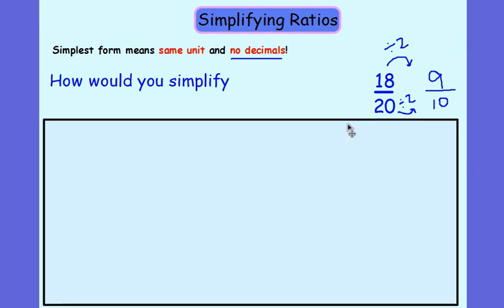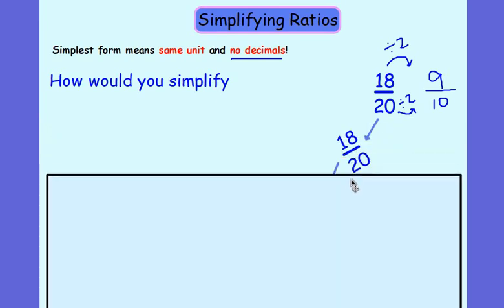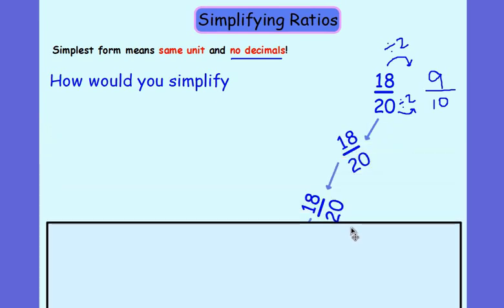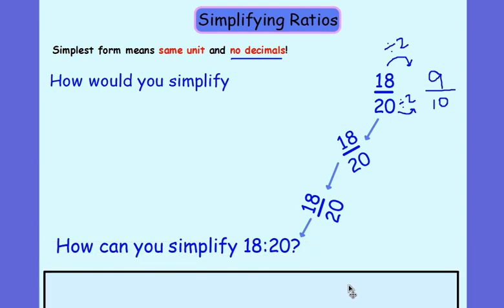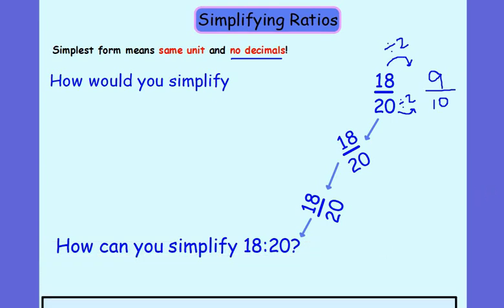So what about a ratio? Tipping my fraction over, tipping it over a little bit more, tipping it all the way over. How would I simplify 18 over 20? Well, I'd do it in the same way. I just divide both sides by 2. Process is still the same, just as with a fraction. And I get 9 to 10, just like the fraction above.